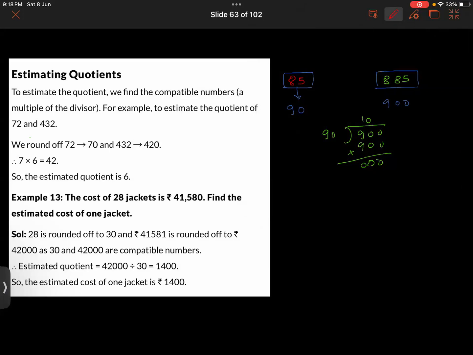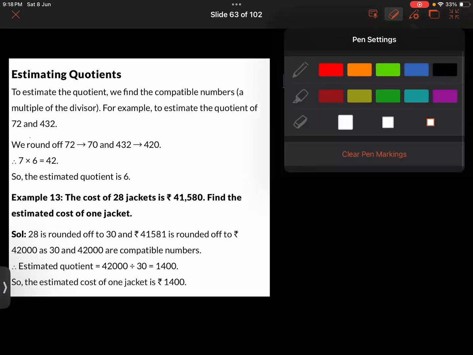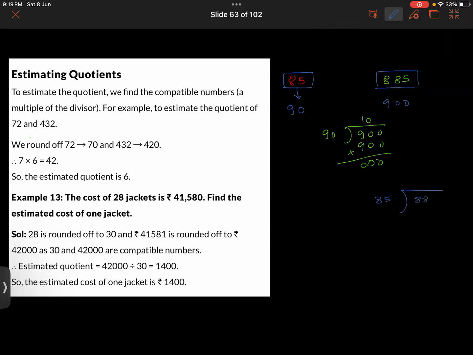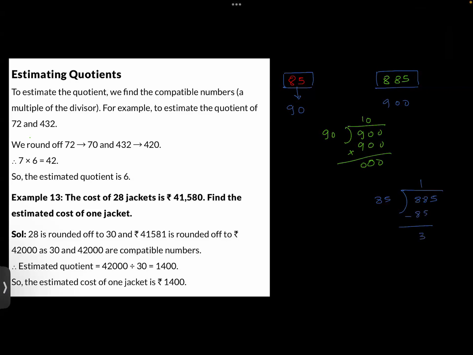Now say, for example, if you were to do the actual division, I mean 885 divided by 85, what would be the answer in this case? See, upon dividing this, 85 ones are 85. So 88 minus 85 is 3. Then you bring down this 5 over here. Now 35 is still not divisible by this number, so you will take this 0 over here.